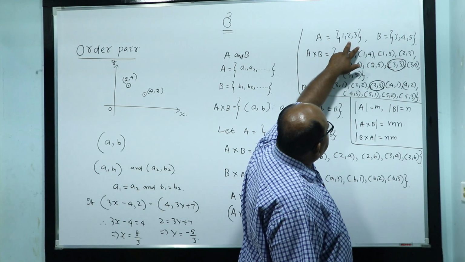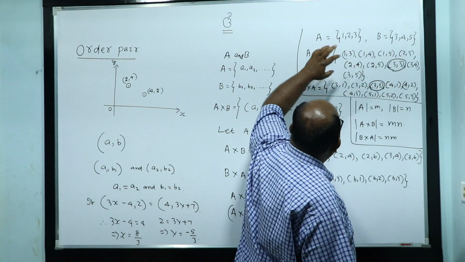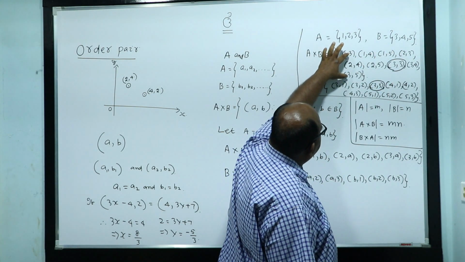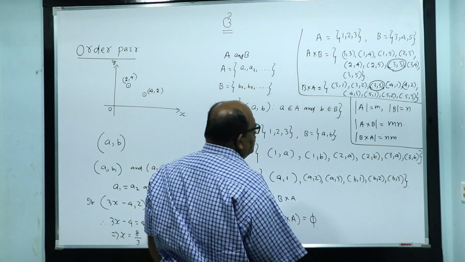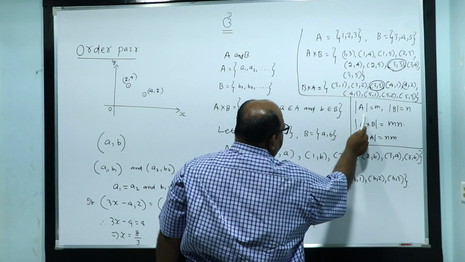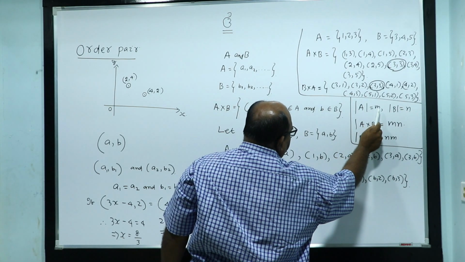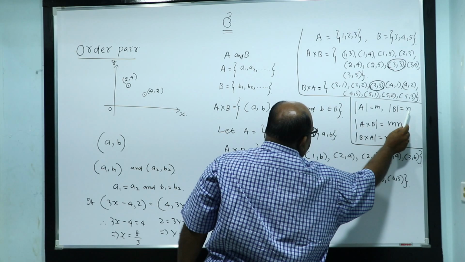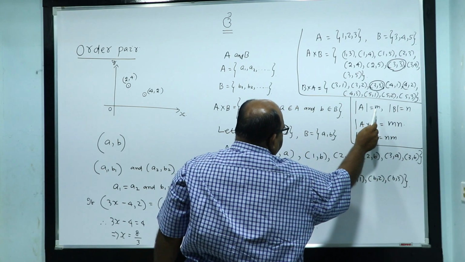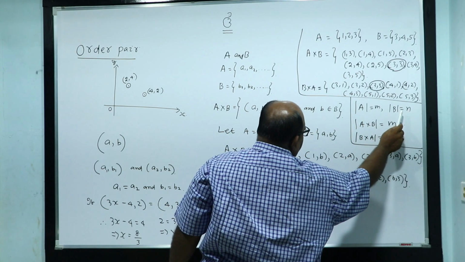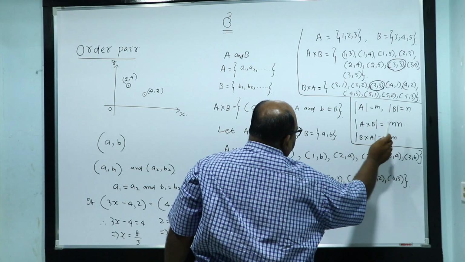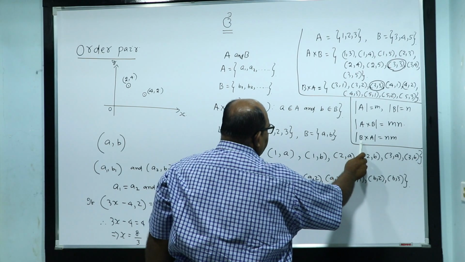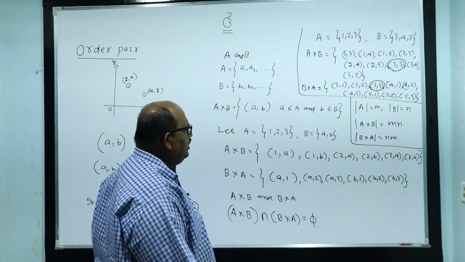Set A has 3 elements, set B has 3 elements, A cross B contains 9 elements, and B cross A also contains 9 elements. So this conclusion is very important. If the cardinality of A is m and the cardinality of B is n, then the cardinality of A cross B is equal to mn, and the cardinality of B cross A is also equal to mn.